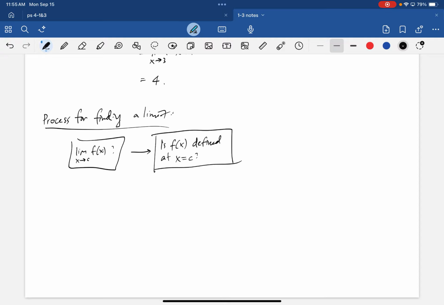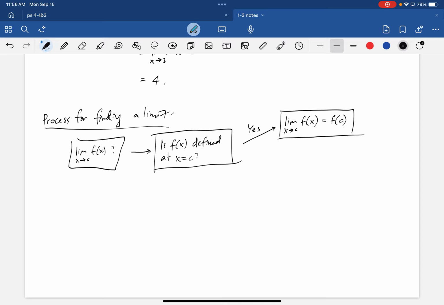So the first question we want to ask when we evaluate a limit is whether f of x is defined when x equals c. The question is asking what is the limit of f of x as x approaches c. But if it's defined at x equals c, then the answer is just f of c. So if the answer is yes, then our limit is simply going to be equal to f of c.